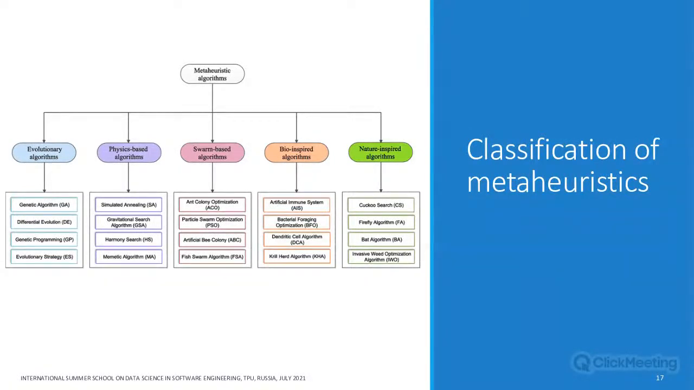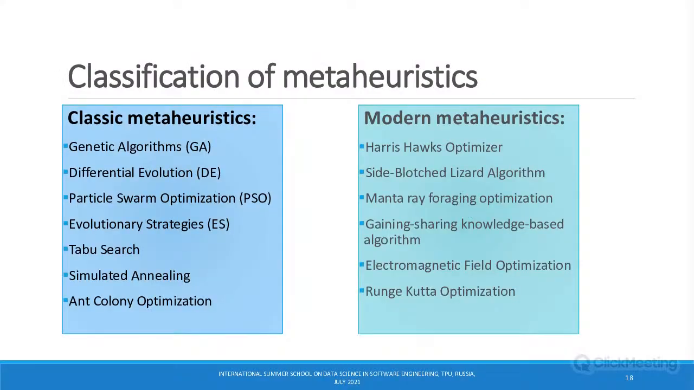However, we have another important classification. Here we have five groups that define some nature-inspired approaches. We have evolutionary algorithms that include methods like genetic approaches. We have physical-inspired algorithms that include simulated annealing, for example. There are swarm-based approaches that include particle swarm optimization, which is very common. The bio-inspired algorithms include the artificial immune system, which is very popular, and the nature-inspired algorithms include methods like cuckoo search or firefly.